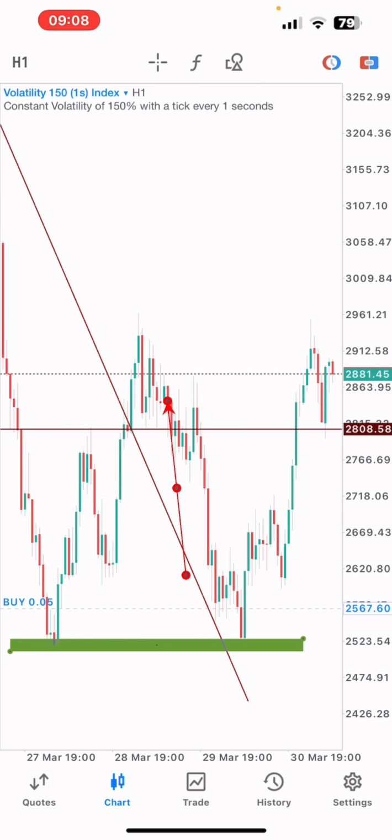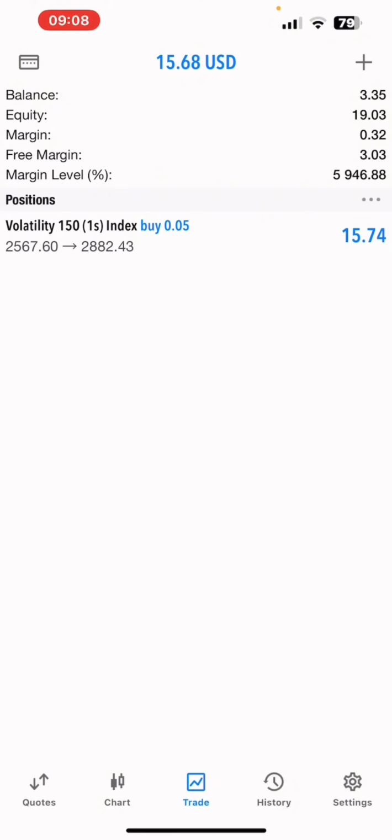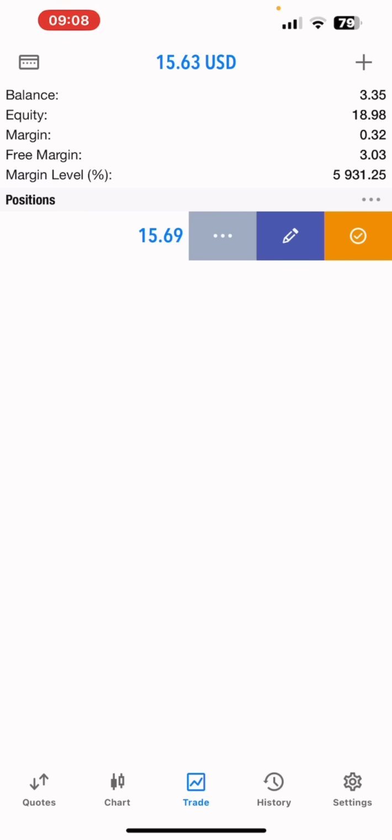That's why I recommend people to have patience when you are trading. So right now I'm gonna close on $19. Then I look for another setup.